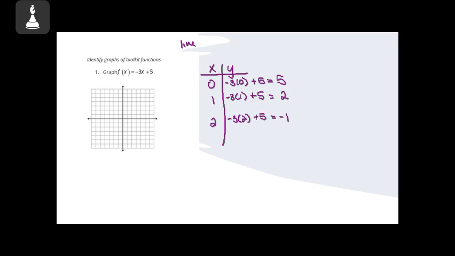So again, plot your points. So 0, 5, 1, 2, and 2, -1. Once you have a few points, you can connect them, and your graph is done.